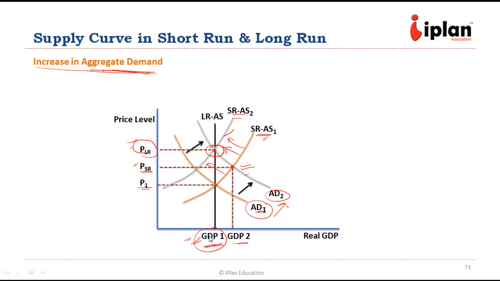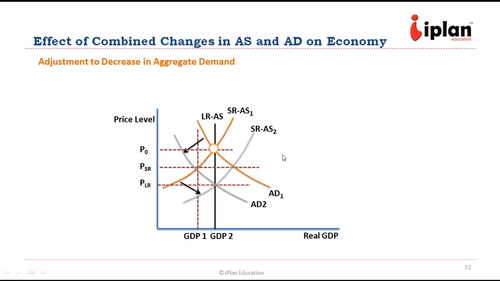Now let us see what happens when there is a decrease in the demand curve. The shift in the aggregate demand curve is leftwards. For example, earlier we were here at this level, GDP 1.